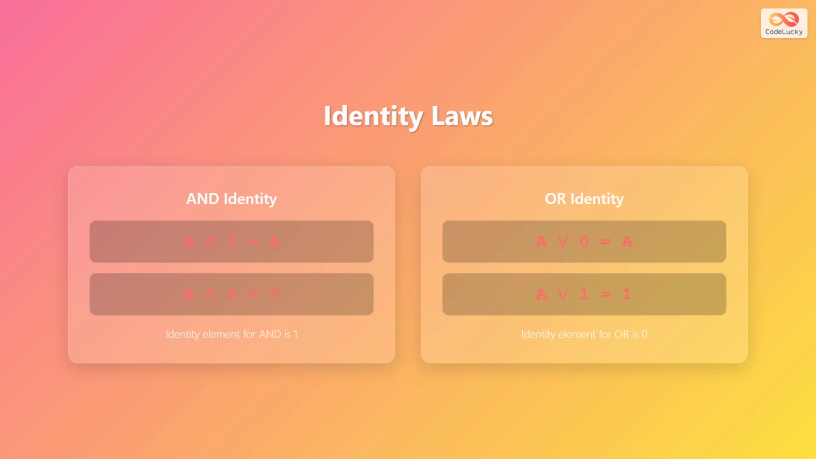For the OR identity, A or 0 is equal to A. This means that if you OR any variable A with 0, the result will be the variable A itself. A or 1 is equal to 1. Which means that if you OR any variable A with 1, the result will always be 1. Therefore, the identity element for OR is 0.